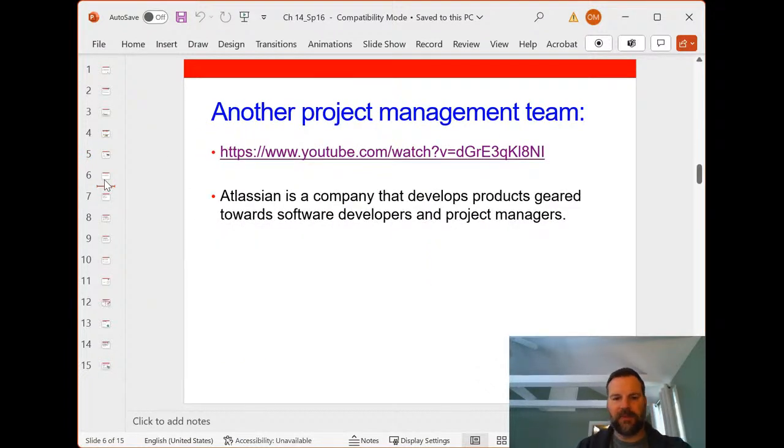I'll give you an example here of a company and how their project management team might work. Atlassian is a company that develops products geared towards software developers and project managers. Frankly, that part's not so important, but in this video you're going to be able to see how they set up their project management team and how they bring in customer input to develop new products. Give me a second and I'll pull up the video.